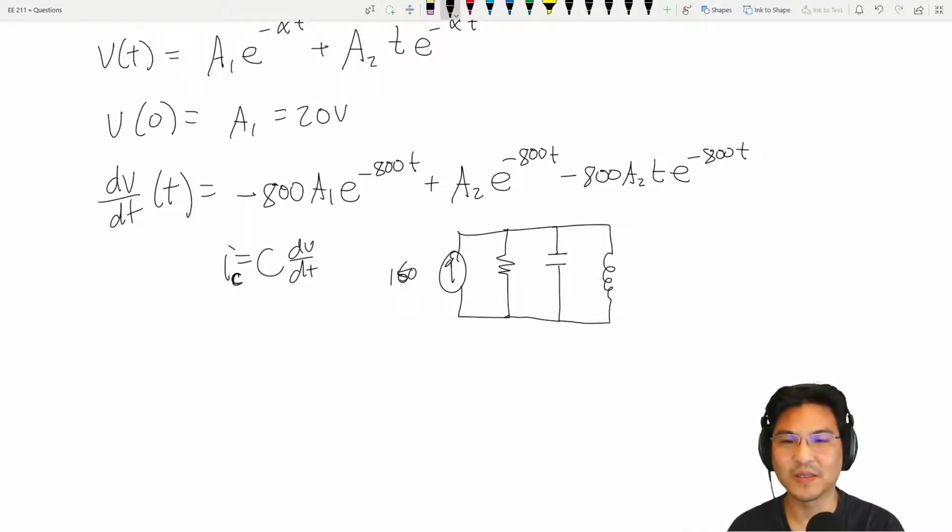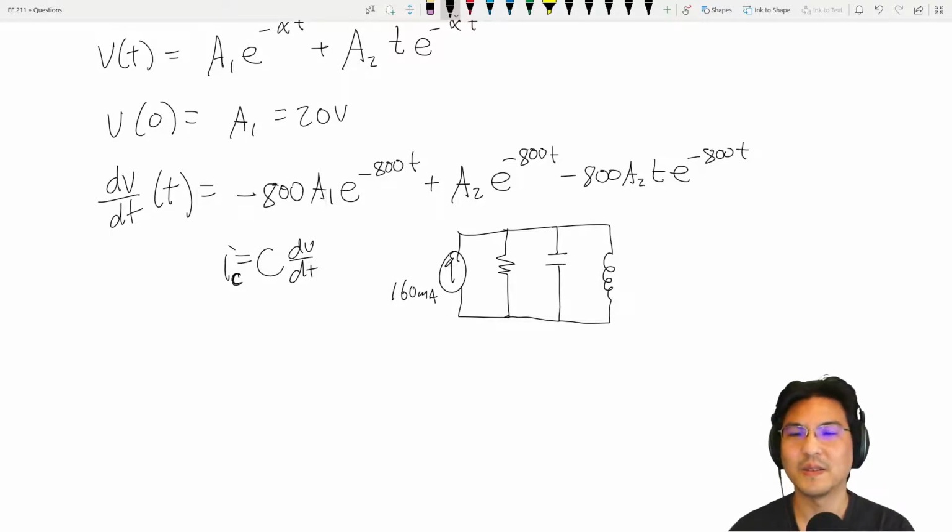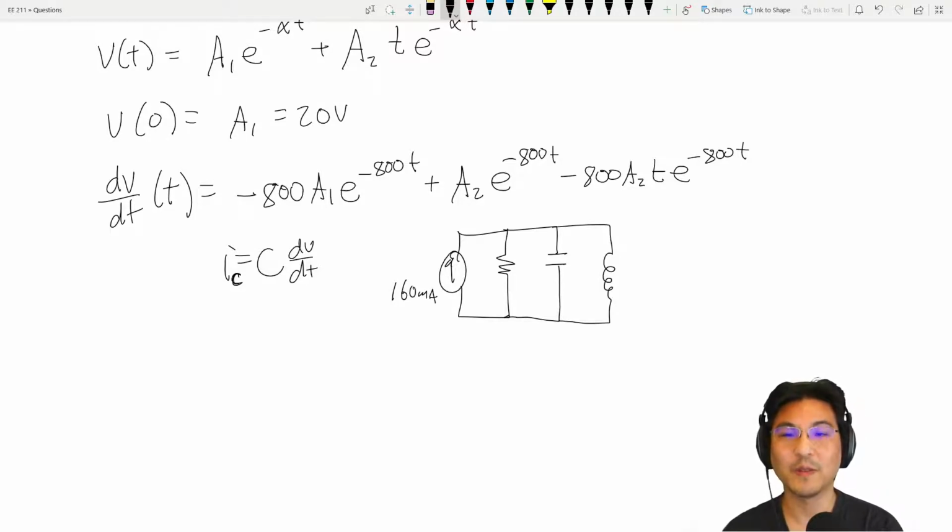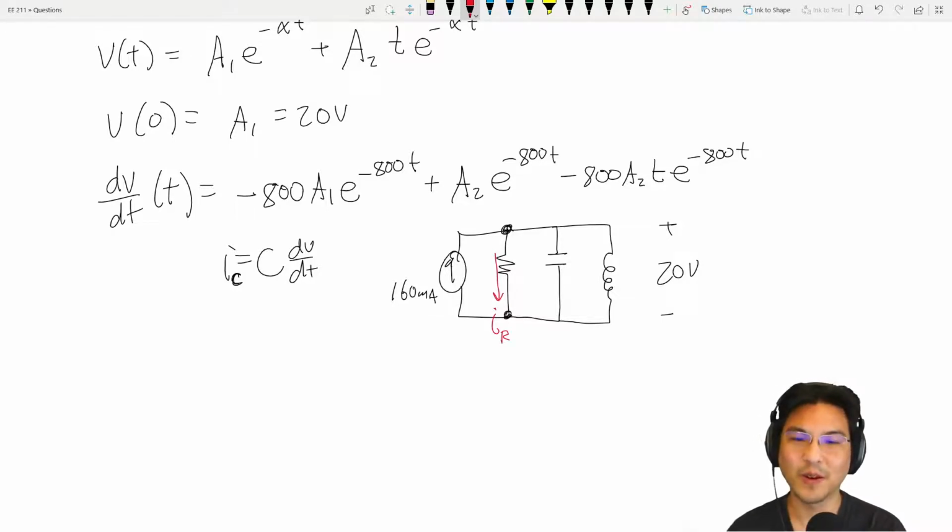No, 160, right? All right, so we know the voltage across here was 20 volts, which means we know the current going through the resistor for sure, because the current for the resistor would just be V over R. So 20 over, what was the resistor again? 125, right? 20 over 125. Okay, so we got that.